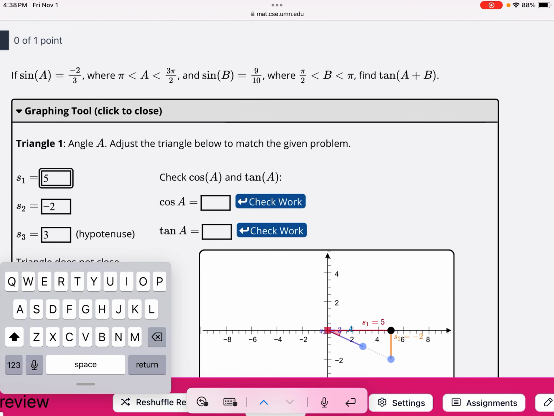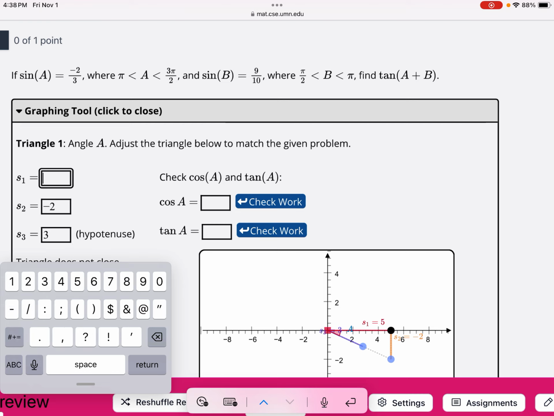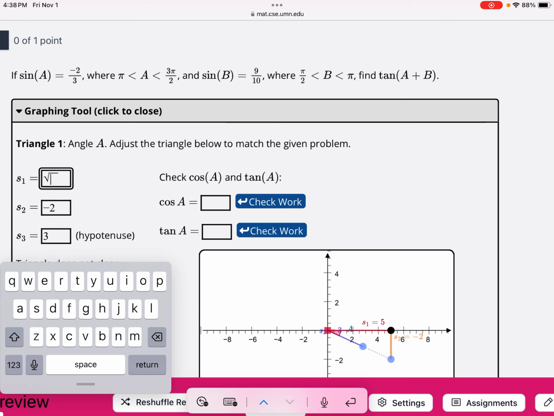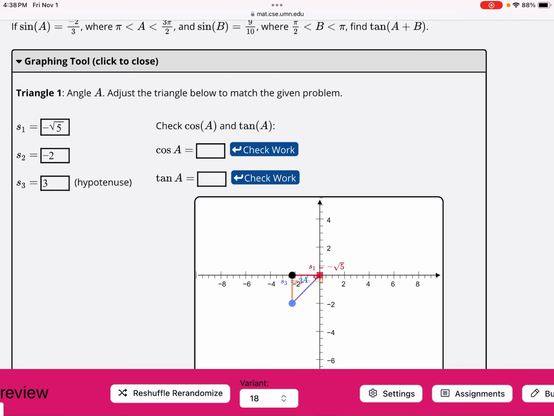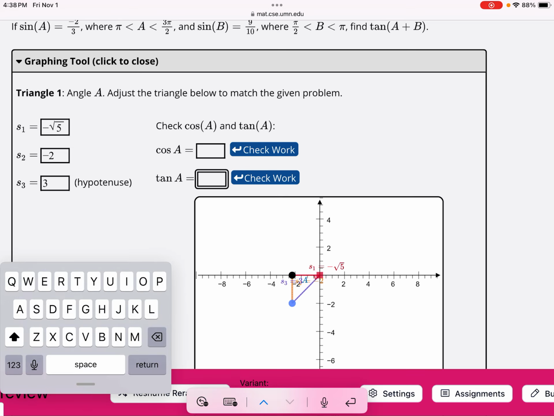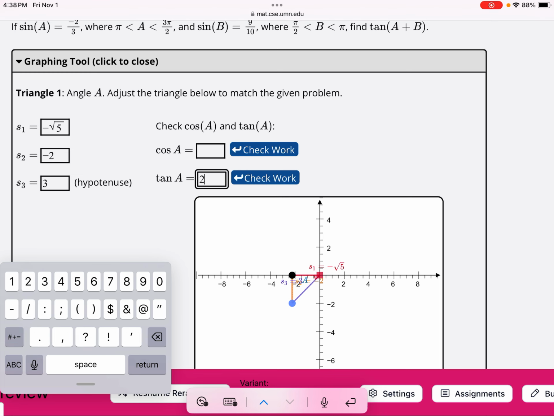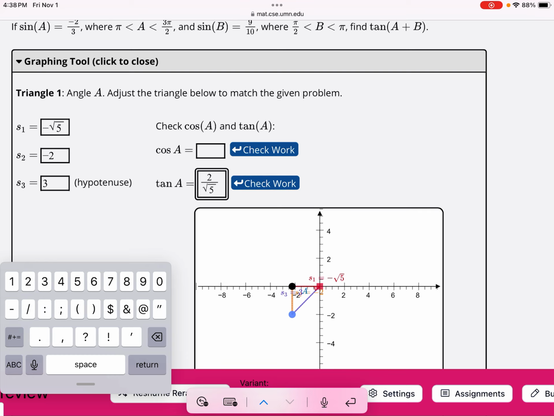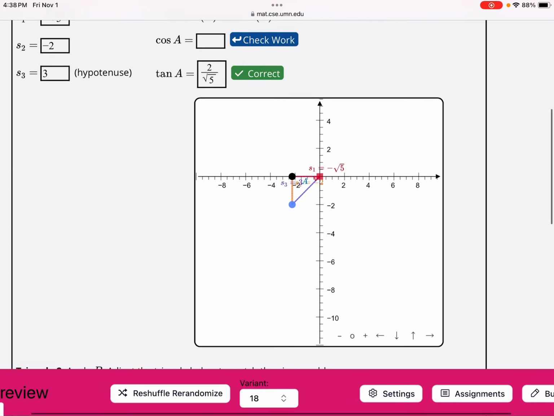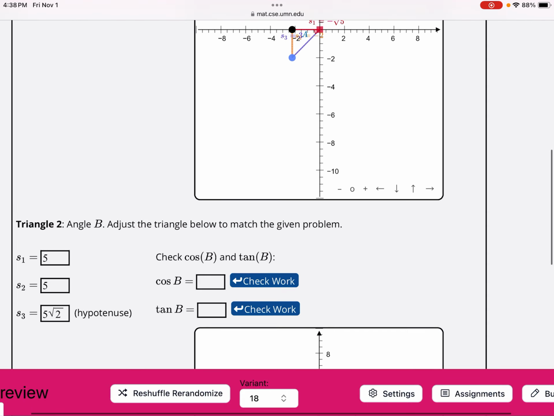And then I know that in quadrant 3, this x-coordinate's negative as well. It's going to be negative, the square root of 3 squared minus 2 squared, so the square root of 5. Oops, I lost my negative sign. Okay, so there's my triangle. And I'm going to plug in that the tangent is opposite over adjacent, so 2 divided by the square root of 5, the negative signs cancel. Sine and cosine are both negative, so tangent is actually positive.